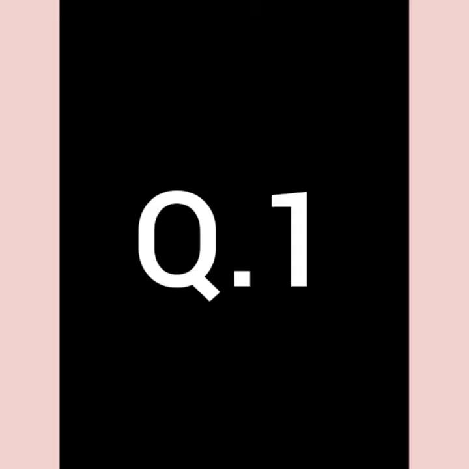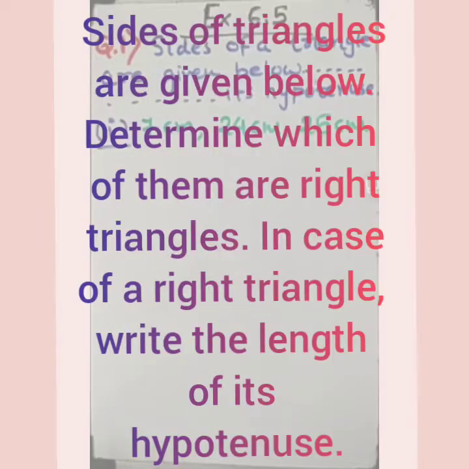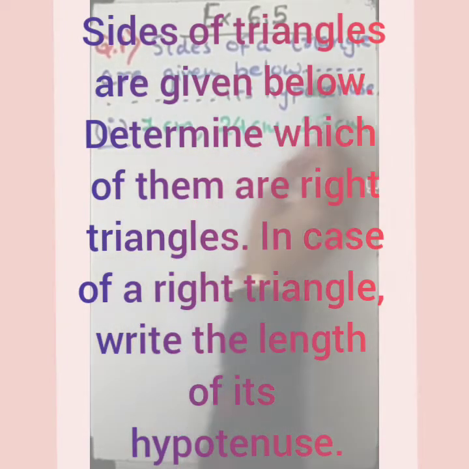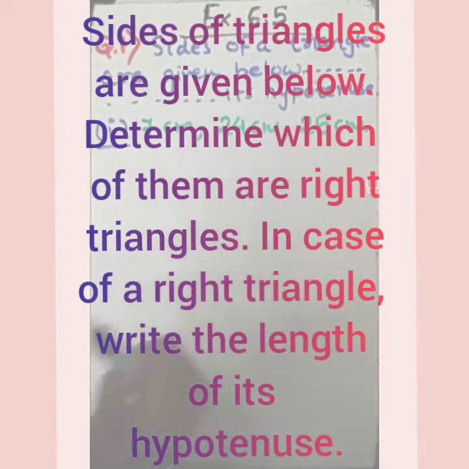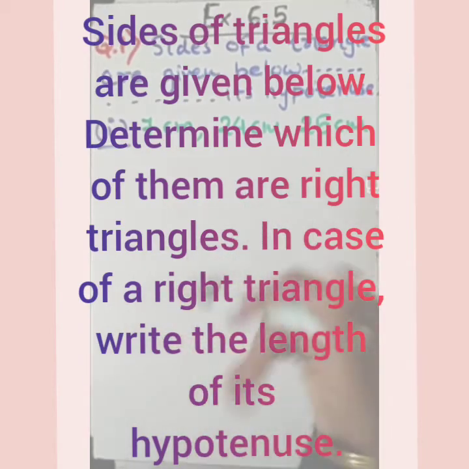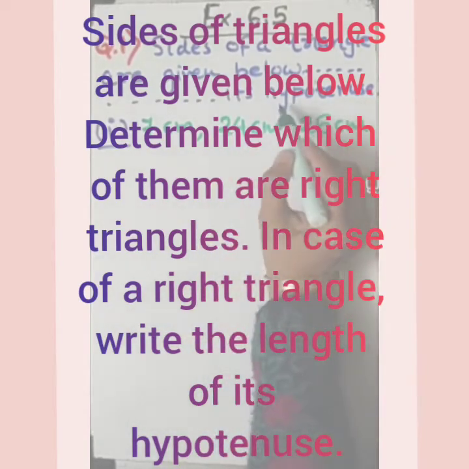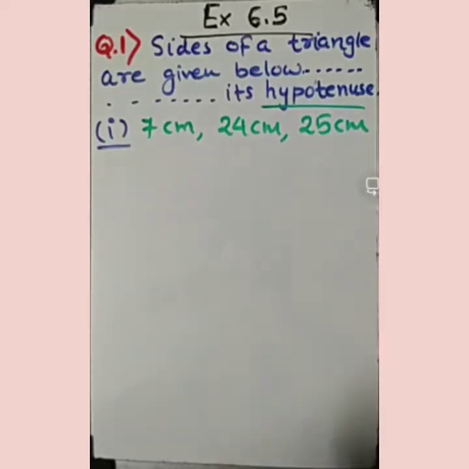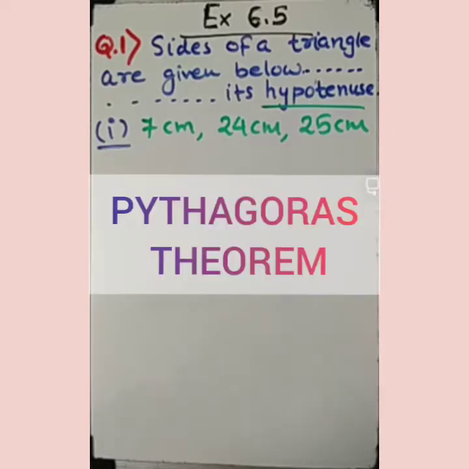Okay, dear students, exercise 6.5. Let me read question number 1 for you. Sides of a triangle are given below. Determine which of them are right triangles. And in case it is a right triangle, then we need to find the length of its hypotenuse. Very easy question because you are all well aware of the Pythagoras theorem.